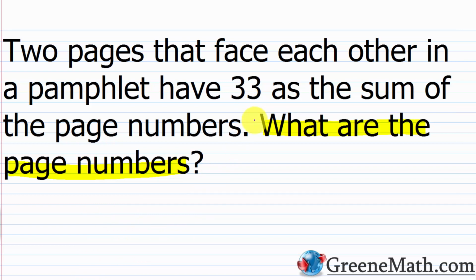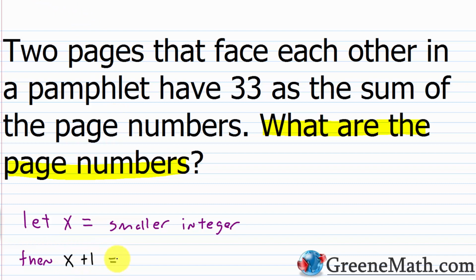So again, just like we solved the previous two problems, we're going to let x equal one of the page numbers, and then we'll represent the other page number in terms of that variable x. So let the smaller integer be x. So let x equal the smaller integer. Then, since they differ by 1, we could say that x plus 1 is equal to the larger integer. So now it's easy to set up the equation because we know that the smaller page number plus the larger page number, and I put smaller integer, larger integer. You could have put smaller page number, larger page number. It really doesn't matter as long as you understand what's going on.